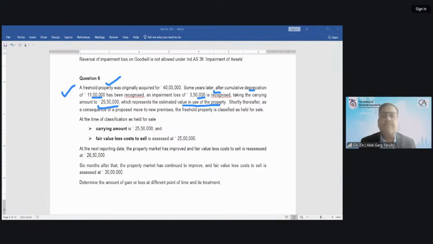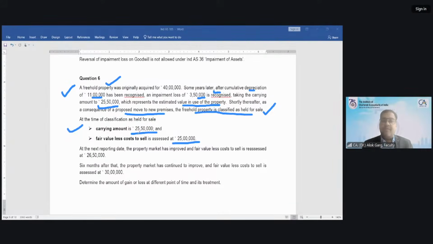Shortly thereafter, as a consequence of a proposed move to new premises, the freehold property is classified as held for sale. At the time of classification as held for sale, carrying amount is 25 lakh 50,000. Fair value less cost to sell is assessed at 25 lakh.